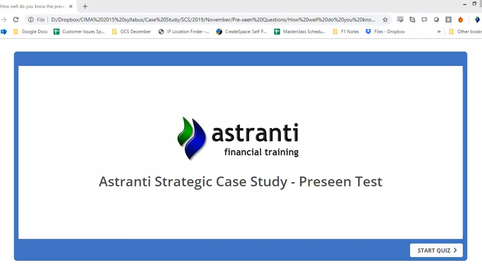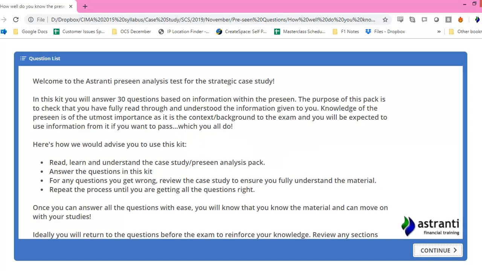And so in this video, we're just going to look at a couple of questions from that PreSeen pack just to demonstrate what the pack is and how it operates. And as you can see here, this is just the information that you would be provided with if you had the pack, and it really just talks about the reasons for it and how you may find it useful.